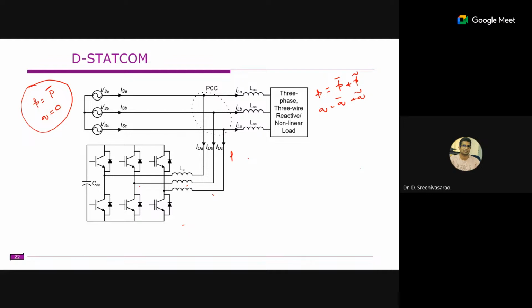That means here, if you want to cancel this, this P is supposed to be minus P AC only. If you add these two, you will get this P dash only. And similarly, this Q is supposed to be minus Q. In other words, it is minus of Q dash, or Q AC or Q DC.